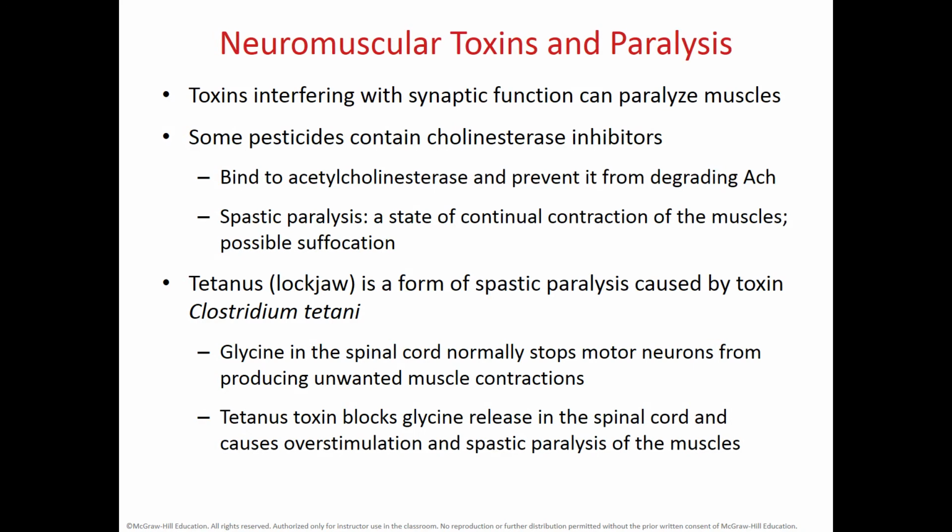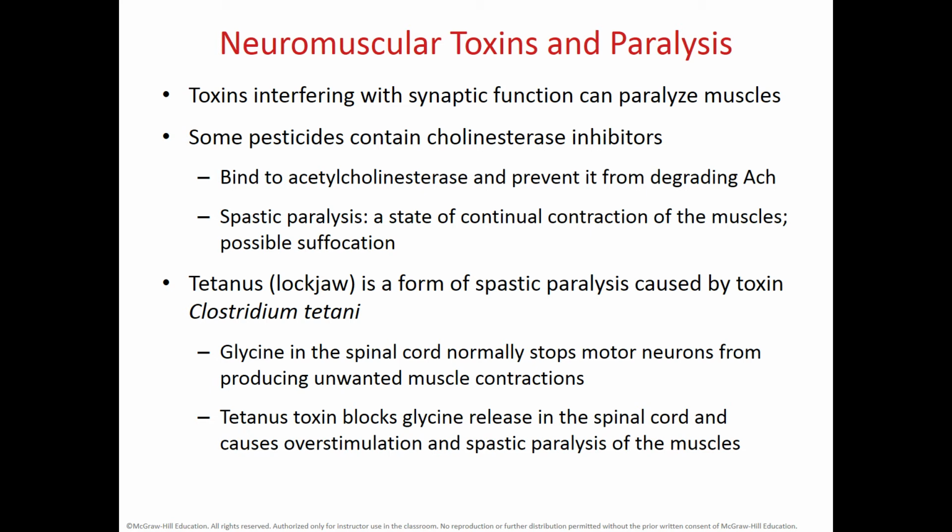Now, sometimes some chemicals can interfere with the propagation or the generation of the action potentials. And some of these chemicals are toxins that can interfere with the synaptic function, so they can paralyze muscles. So we have some pesticides that inhibit the cholinesterase, the enzyme that prevents the degrading of the ACh, and that can cause what is called spastic paralysis, in which the muscle continually stays contracted because you will have prevention of the degradation of the ACh.